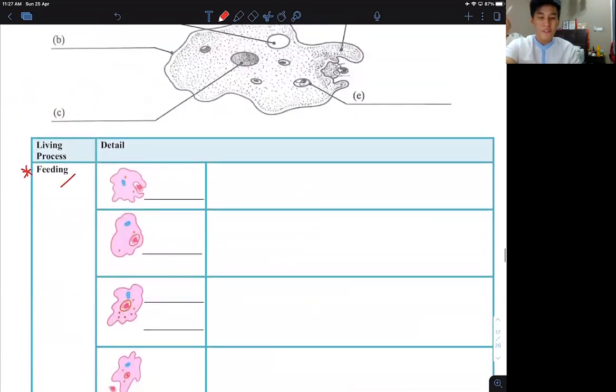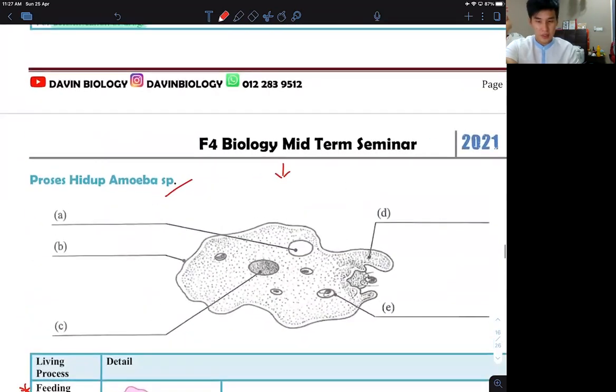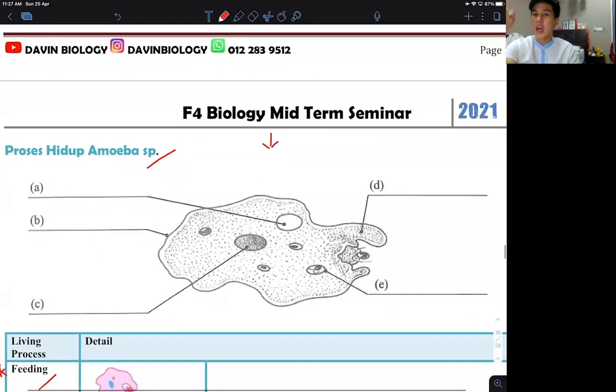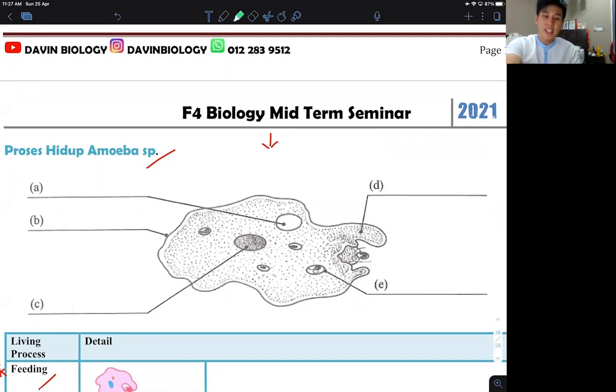Now let's look at the labeling first. There are parts here that you must know how to label. In biology, labeling is very important. Before you look at A, in this cell you can see there are one, two, three round structures. So how am I going to differentiate which is which?